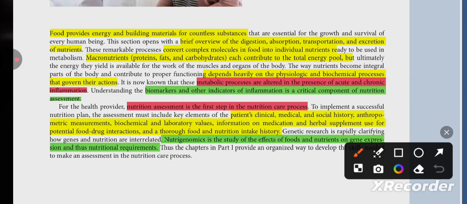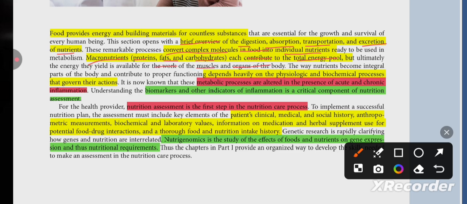Food provides energy and the building material for countless substances. This section will give a brief overview of digestion, absorption, transportation and excretion of the nutrients. These remarkable processes convert complex molecules present in food into the individual nutrients. So what are the complex molecules? That is the macronutrients: protein, fat and carbohydrates. These three contribute to the total energy pool, but ultimately yield energy that is available for the work of muscle and the organs of the body.